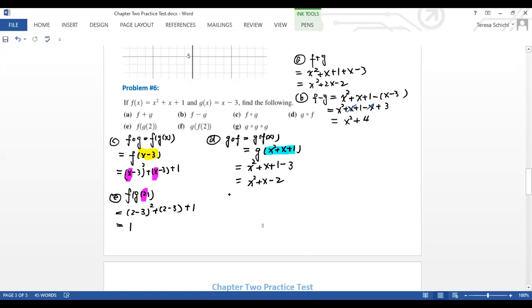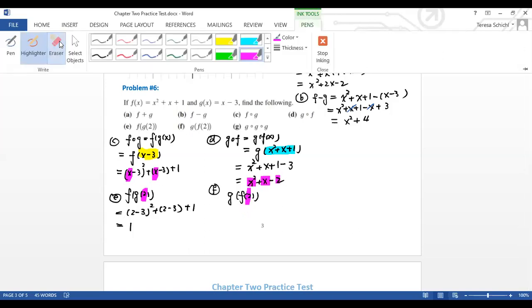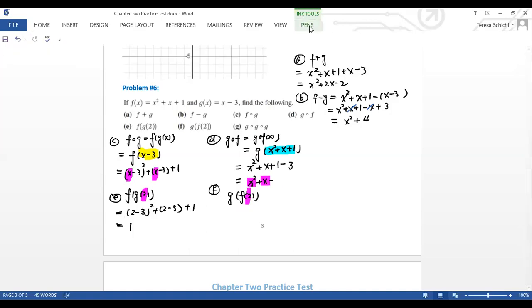Now g of f of 2, so let's take a look. This is part F, g of f of 2. For g of f of 2, that means now x is equal to 2. You need to plug into the final function here, right? Okay, so now you say 2 squared plus 2 minus 2. So what is the answer? It's 4.